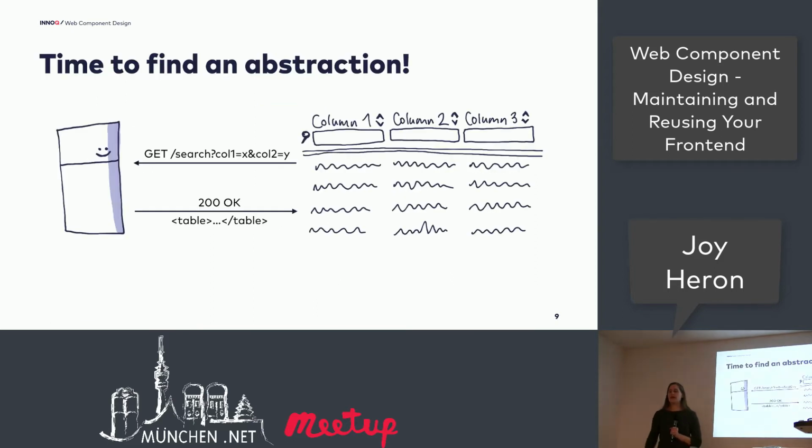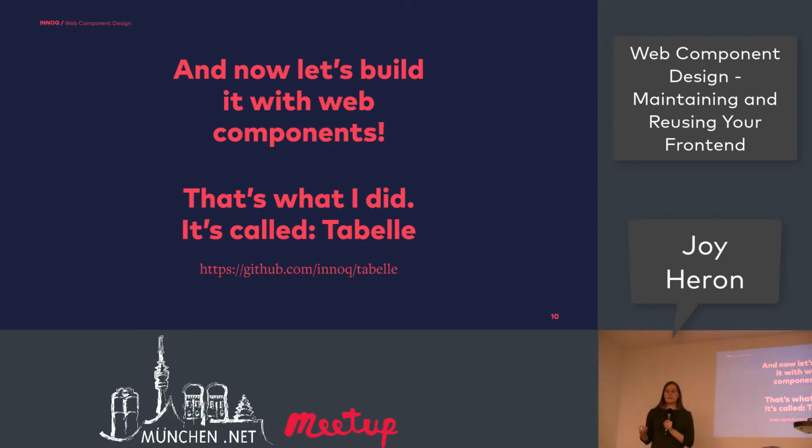So now we want to find an abstraction. So basically the abstraction is I render a table in my web application, and then I want to send some HTTP request to a server and get back a new table with the data that has been filtered by the criteria that have been specified by the user. And then the technology that we can use to build this with front-end development is web components. That's exactly what I did in this example. I created a web component.